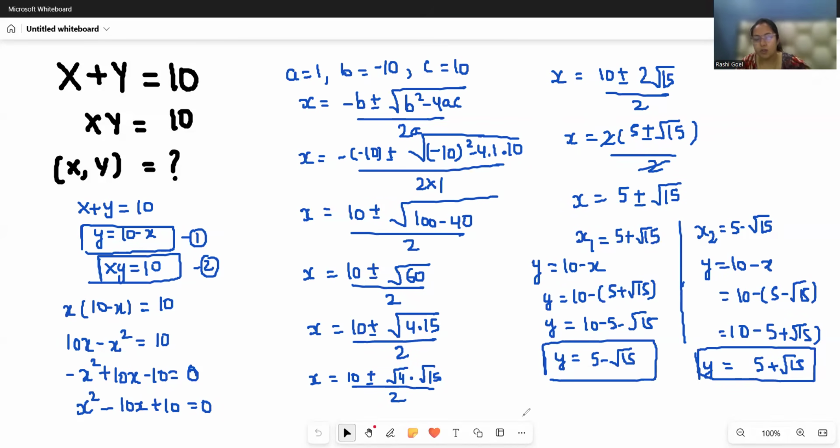So what are the values of x and y? When x is 5 plus root 15, y is 5 minus root 15. And when x is 5 minus root 15, y is 5 plus root 15.